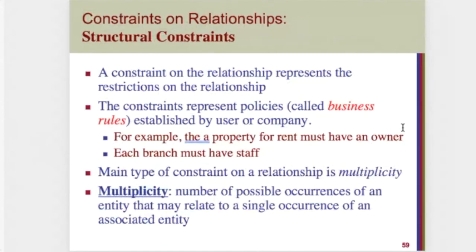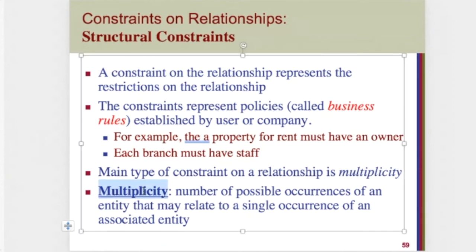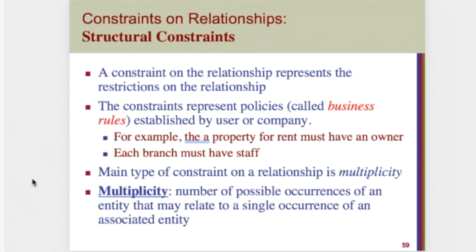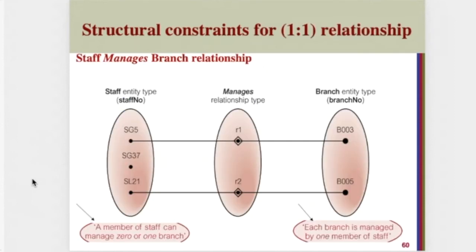Okay. These numbers which you are seeing in the diagram are called multiplicity. Yani we are telling how many elements from one entity have a relationship with the occurrences in the second entity. See this picture. This is the first entity, staff. This is the second entity, branch. How many occurrences from staff have a relationship with how many occurrences of branch.